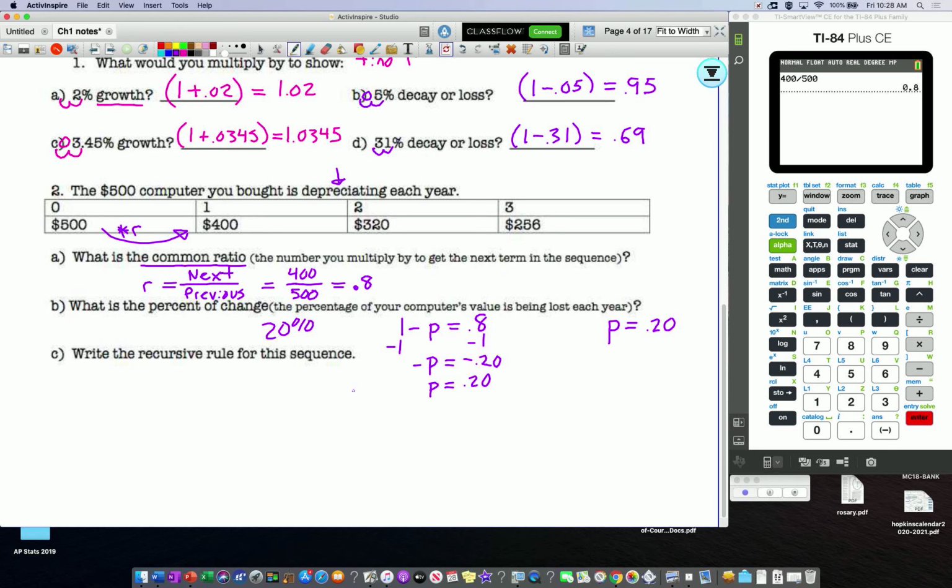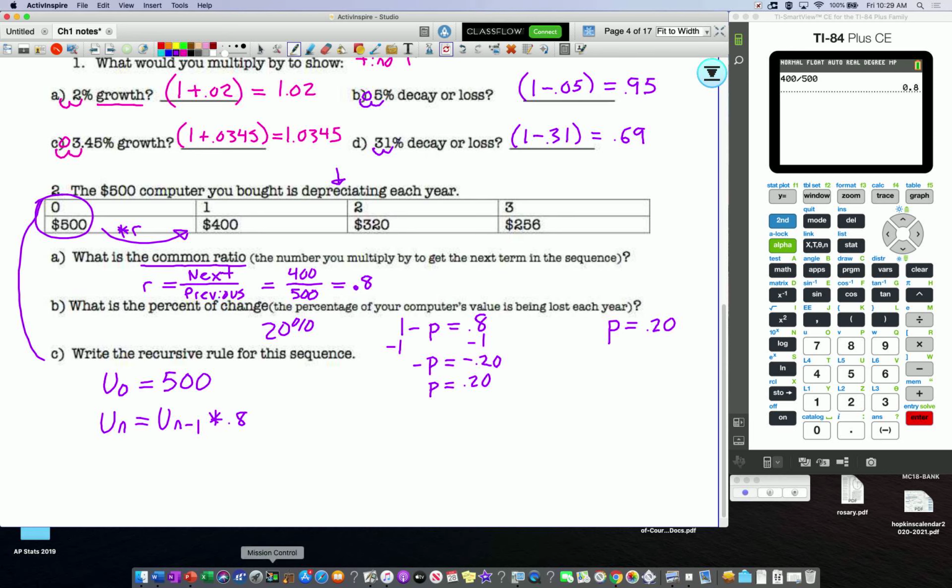Write the recursive rule for this sequence. So remember, a recursive rule has two parts to it. You define the first term. So if I look up here, here's my first term. See how it's defined as 0? The 0 term, the starting value. So u sub 0 is 500. Then I always write u sub n equals u sub n minus 1. You have probably seen that many times now and realize, okay, I just write that. Next term equals previous term. And then what am I doing to get it? What mathematical operation? I was multiplying by R, which I found right here. I'm just multiplying by 0.8.